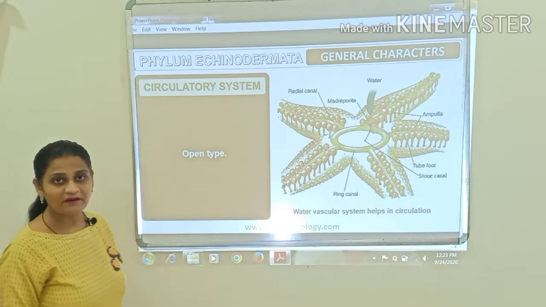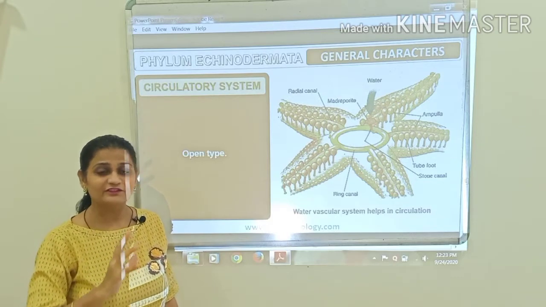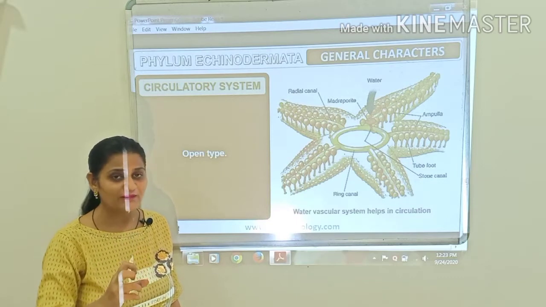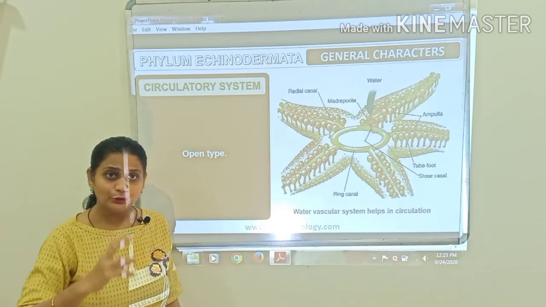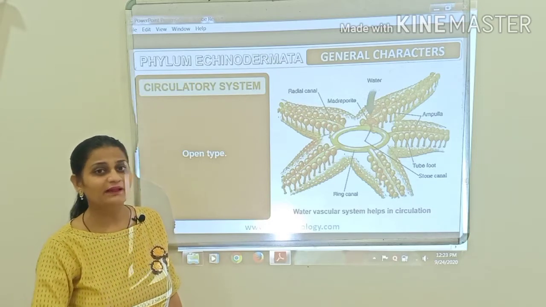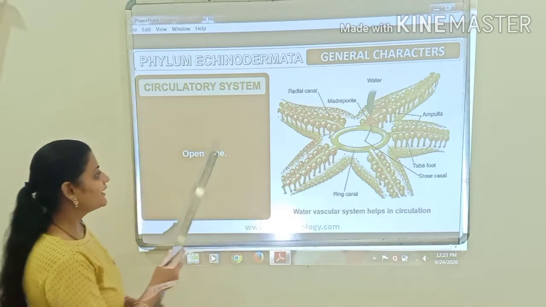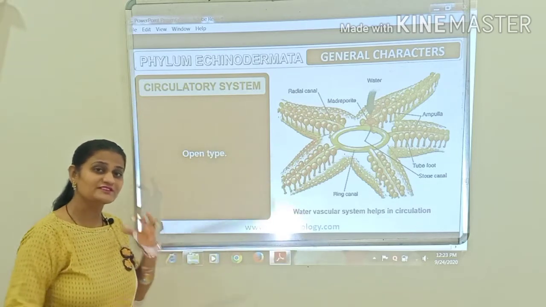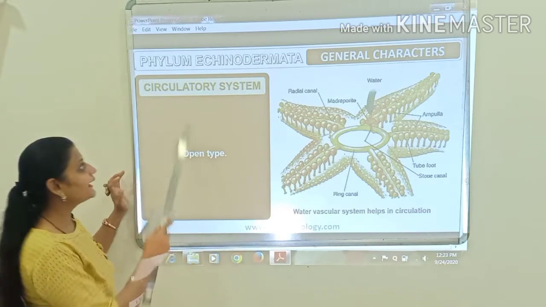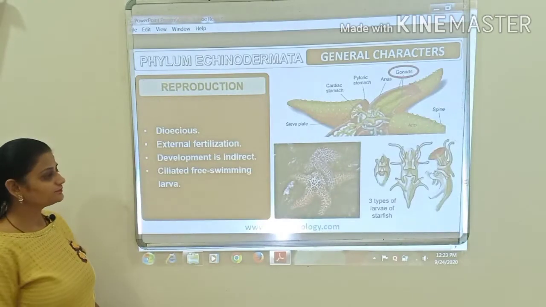As it is open type, there are no blood vessels, so the blood which is pumped out of the heart, which is tubular shaped, will give the blood in the intercellular spaces. As there are no blood vessels, the cells will bathe in the blood. So the open type of circulatory system is present in the echinoderms.